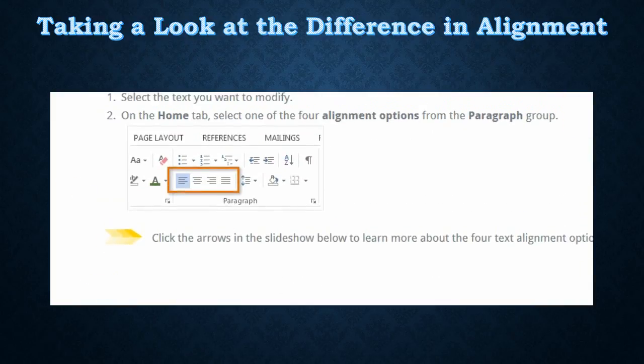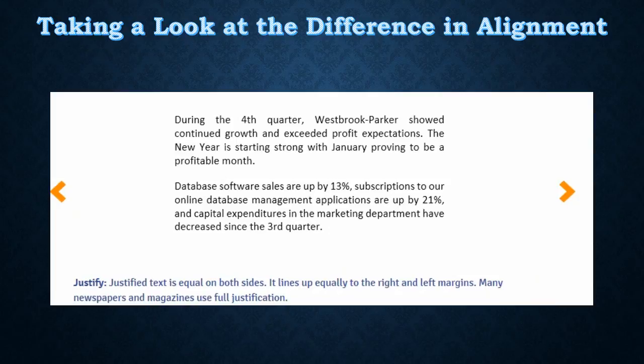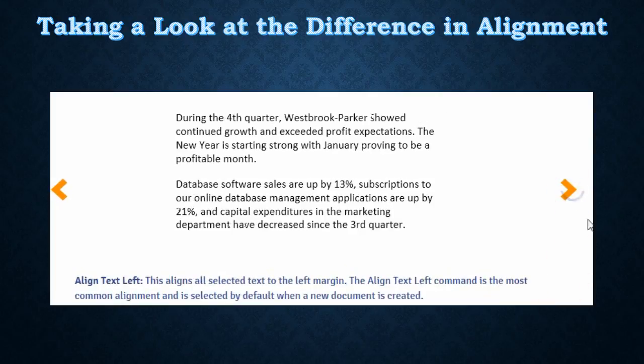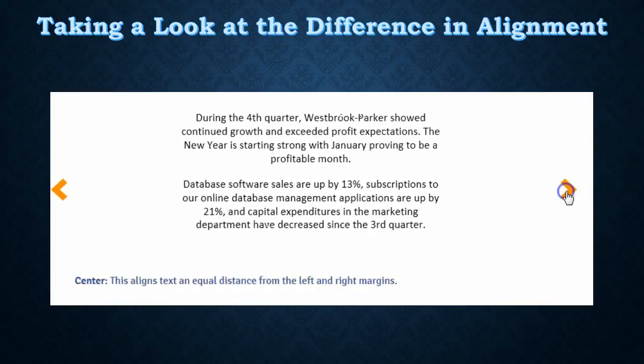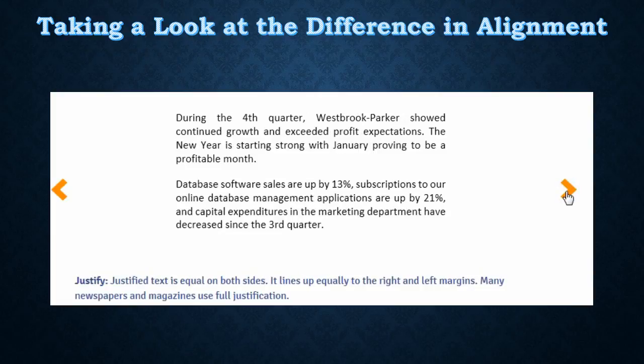And just so you have a better refresher, this is your left, your center, your right, and your Justify. And again, let's run through those really quickly so you can see the difference. This is your left, your center, your right, and your Justify. So go ahead right now and take a look at those alignment options that are located in your Paragraph pane.